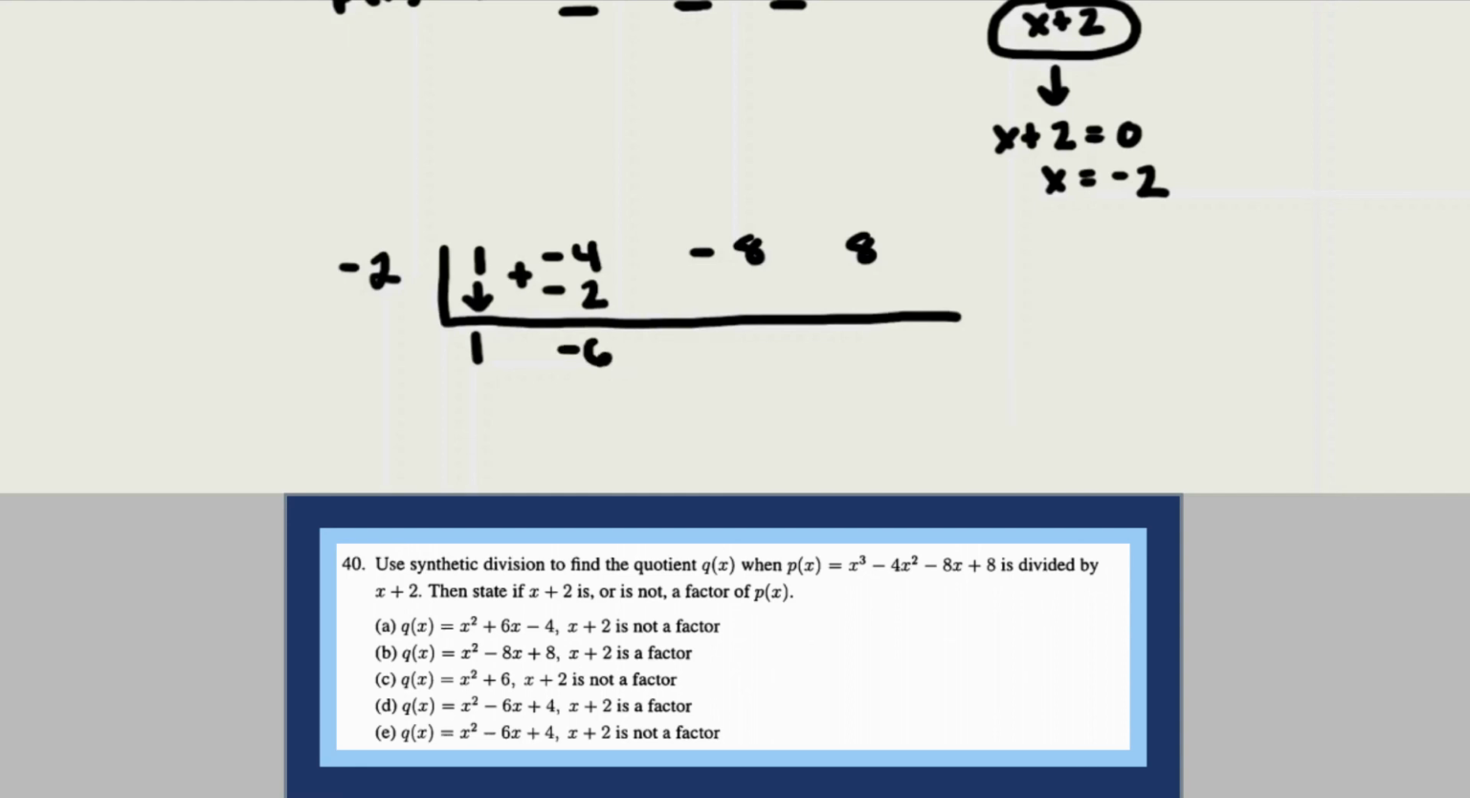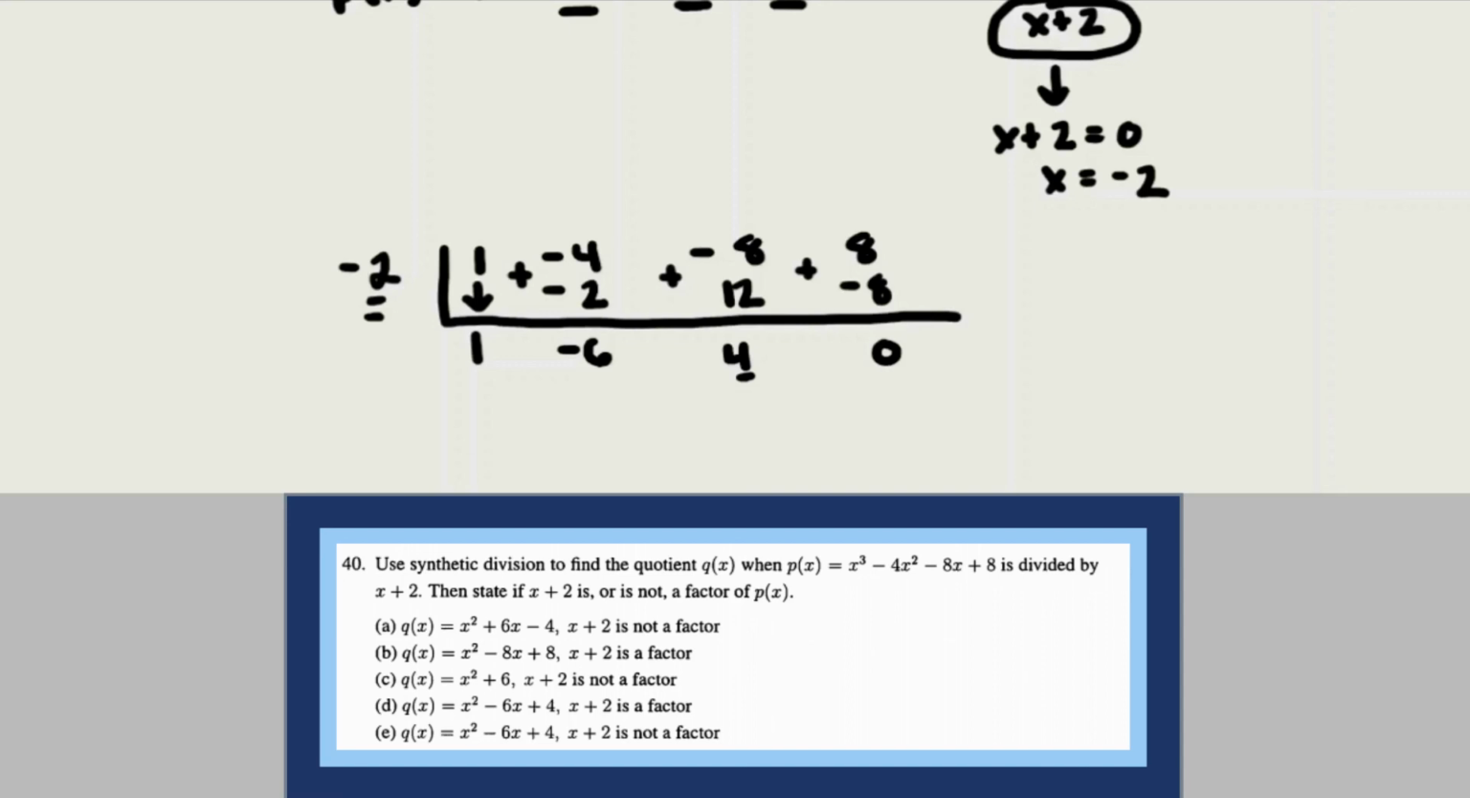So next thing we're going to do is take -6 and multiply it by the -2 over here. -6 times -2 is going to give us +12, so we're going to write 12 under the -8, and we're going to add those two. -8 plus 12 is going to give us a +4. And then next we're going to take our 4 and multiply it by the -2. So 4 times -2 is -8, and we're going to put that underneath our 8 and add those two together, and we'll get 0. So when we get 0, this indicates that x plus 2 is a factor of x cubed minus 4x squared minus 8x plus 8.